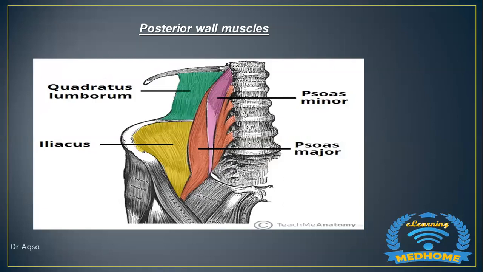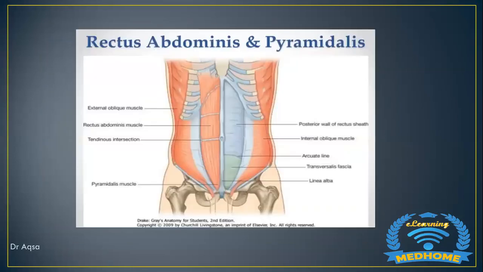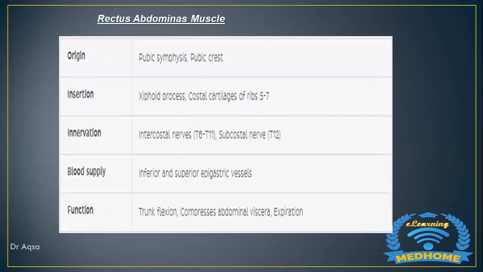Yes, ma'am. We have studied the origin and insertion of muscles. Rectus abdominis originates from the 5th to 7th costal cartilages, and it is inserted on the pubic crest. Its nerve supply is from T6 to T12, and its function is flexion of the trunk. Yes, excellent, brilliant.